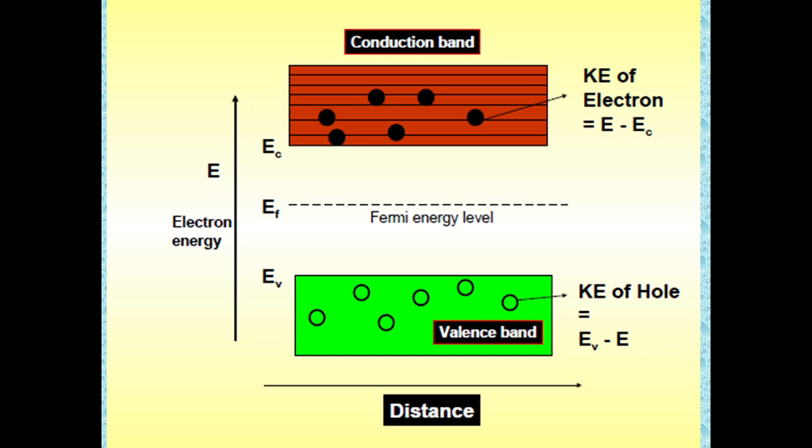Here is the clear explanation about the conduction band and the valence band, and how the electrons are transferred from the valence band to the conduction band. In the valence band, it is almost filled with holes. In the conduction band, it is almost filled with electrons. So the kinetic energy of the hole is equal to EV minus E. The kinetic energy of the electron is equal to E minus E naught. This is the band gap energy for that diagram.